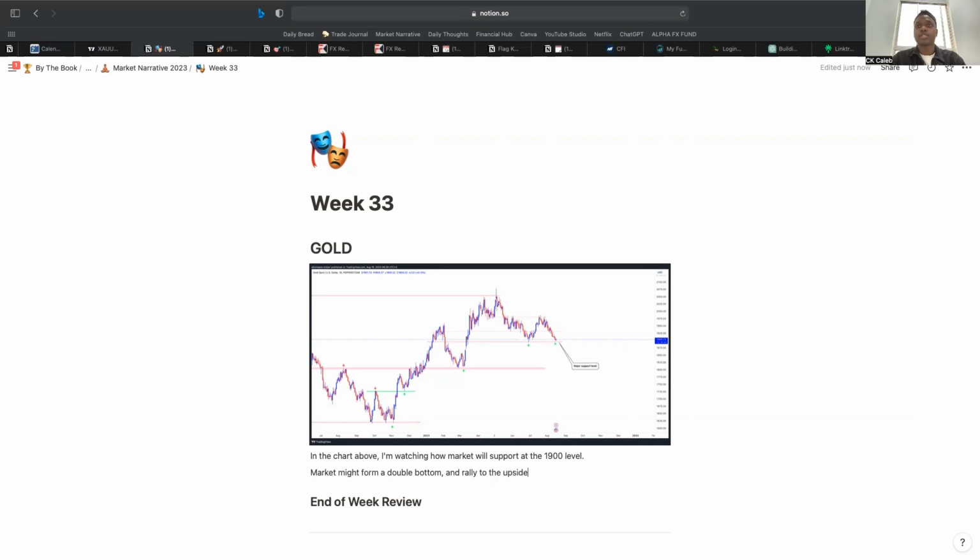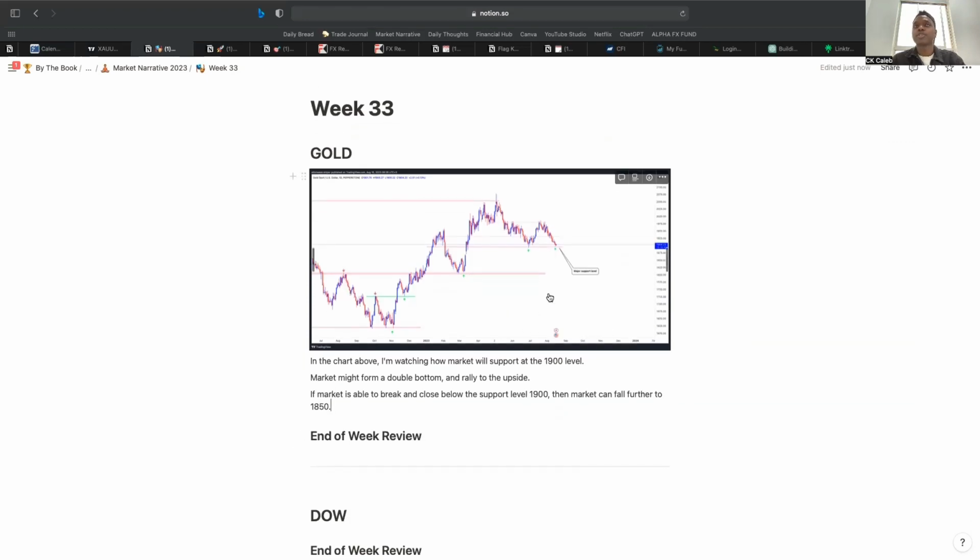Okay, so that's simple. If the market is able to break and close below the support level 1900, then the market can fall further down to 1850. So it's just an observation. What pattern is forming? What observation am I making? That's a simple observation, and this is on the daily chart.